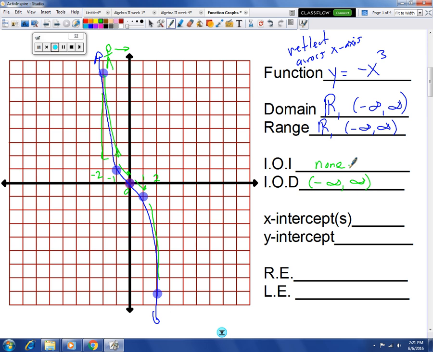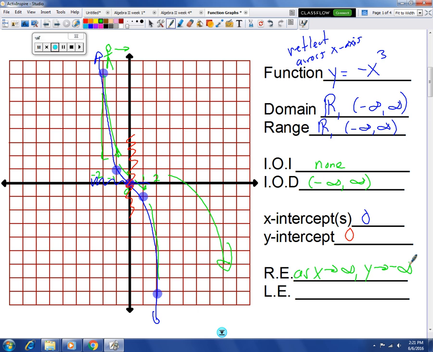Alright, what's the x-intercept? Just like before, just like on y equal positive x cubed, there's your x-intercept 0. What's your y-intercept? Here's your y-axis, the vertical one, at y equals 0. What's the right-hand behavior? Okay, so as we go to the right, it's sweeping down. So as x approaches positive infinity, y is sweeping down to negative infinity.